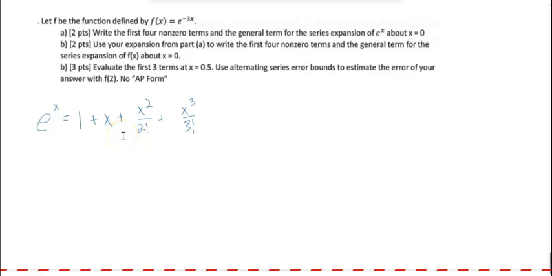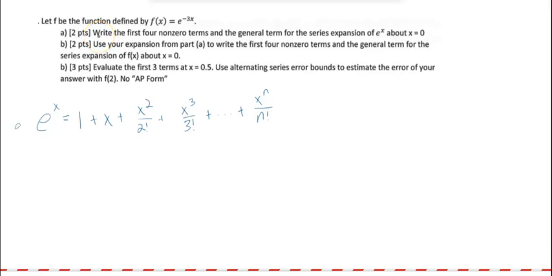If we wanted the next one, we would write x to the fourth over 4 factorial. And then it says, and the general term. So I'm going to write plus dot dot dot plus. This one's a little bit easier than the sine and the cosine, but it's x to the n over n factorial. And that is the one about x equals 0. There's a variety of reasons for that, but I'm not going to get into that here.